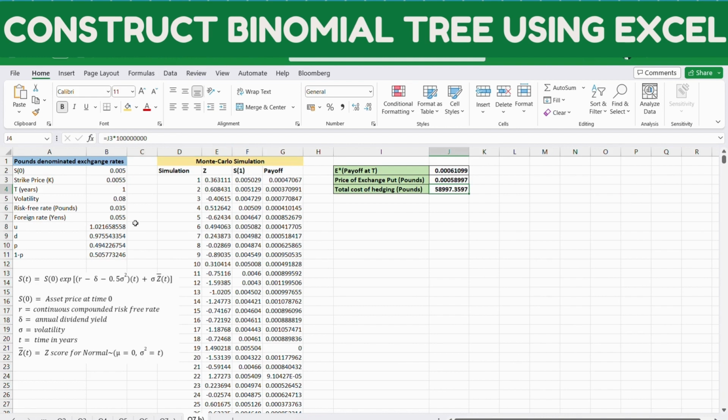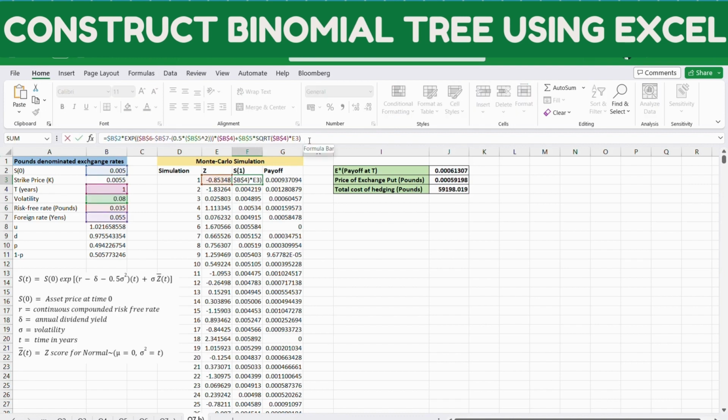Next, for question B, we need to calculate the cost of hedging with Monte Carlo simulation. This question is similar to question 5. I decided to calculate it with the pounds denominated approach because it is much more straightforward. We copy-paste the parameters from the previous sheets. Again, we use NORM.S.INV to generate our z-score. Inside the function, we use RAND to generate random numbers between 0 and 1. Then, we calculate the stock price using the Black-Scholes formula to find S1.